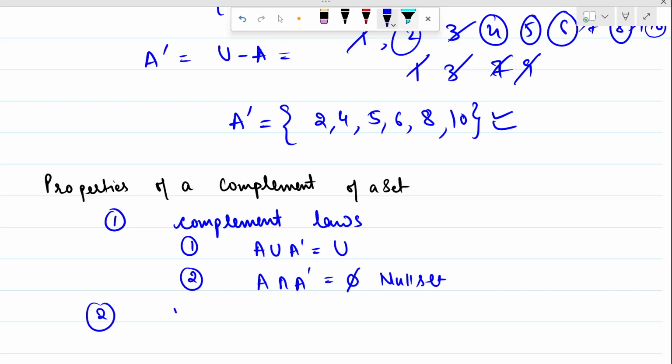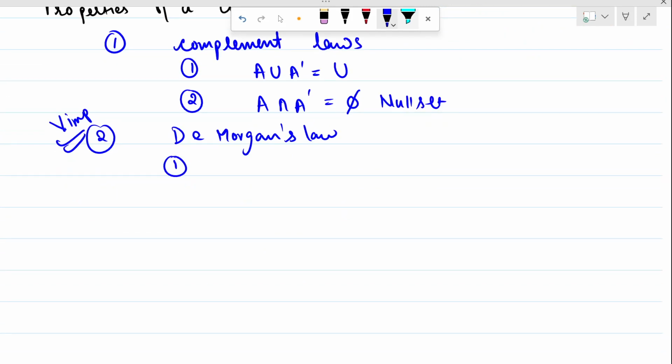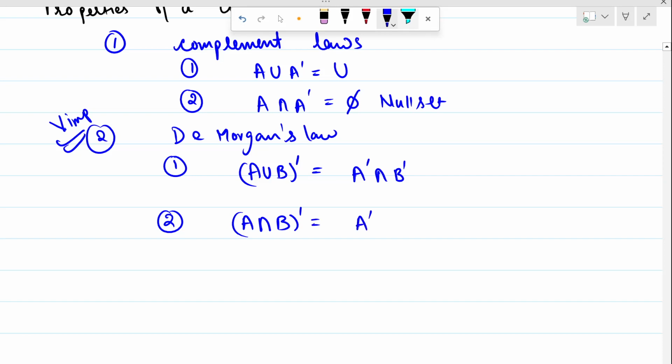Second, we have De Morgan's law. So we have A union B complement is equal to A complement intersection B complement, and second we have A intersection B complement is equal to A complement union B complement.